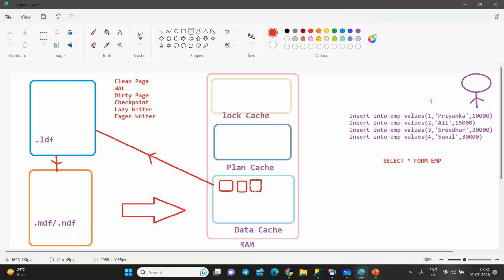Now, this is not a select statement. We are doing some modifications like insert, update, delete, create, alter. Modification means writing. We are writing. Now, how will it work?